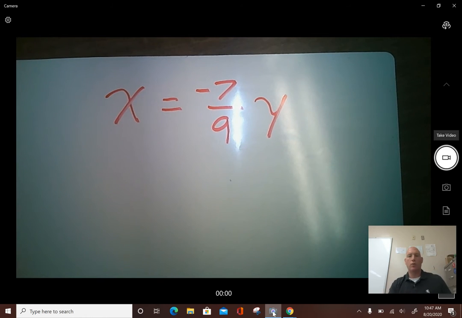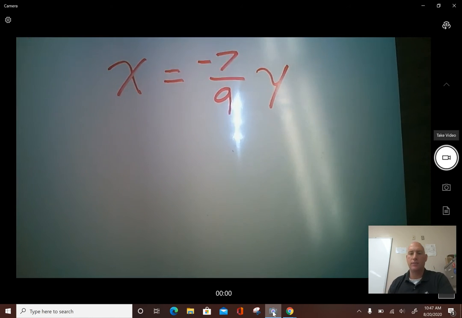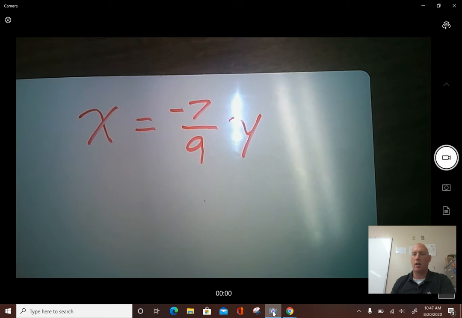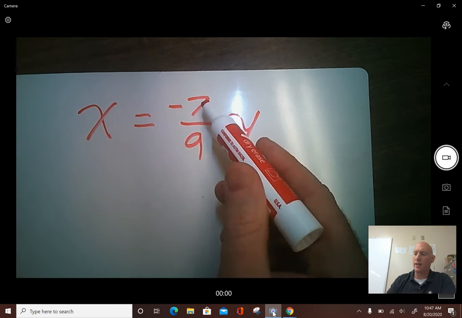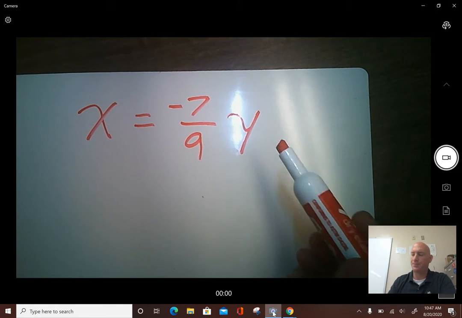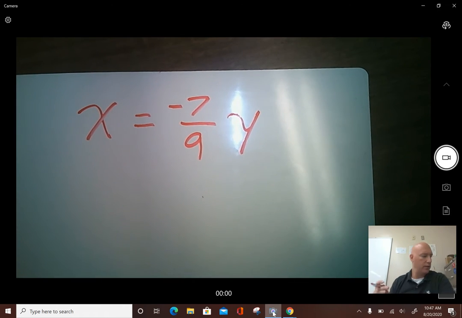Hey guys, this is going to be the catch all for solving with fractions. So you can see right now I put a pretty straightforward problem: x equals negative 7 over 9 times y. There's two ways to do this. The first way I'm going to look at is just multiplying both sides by the reciprocal.